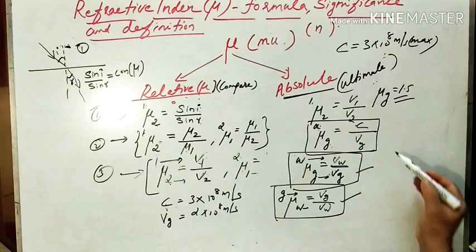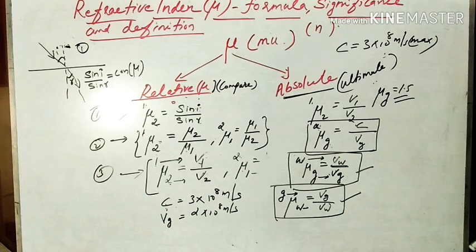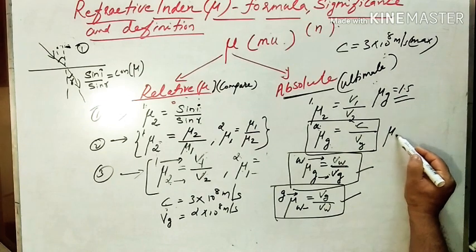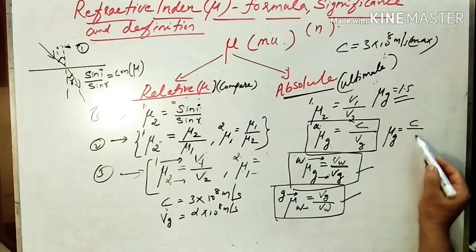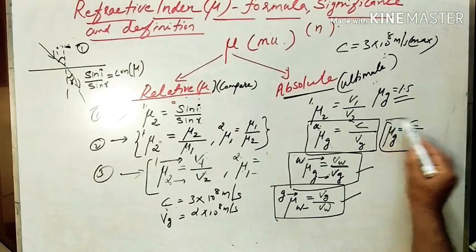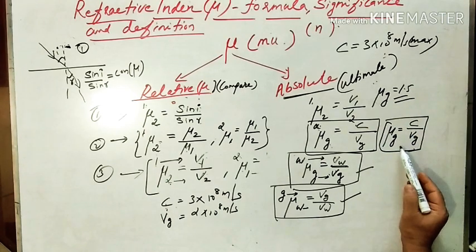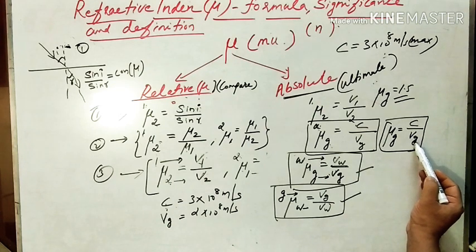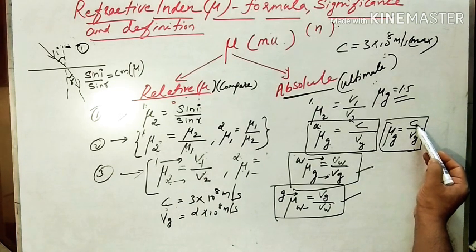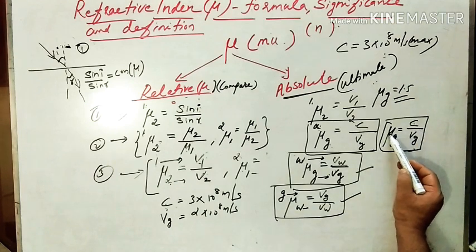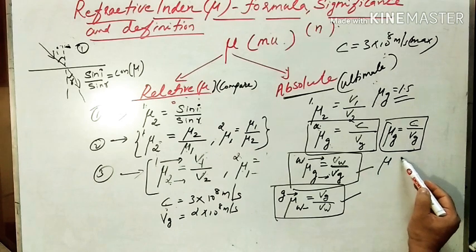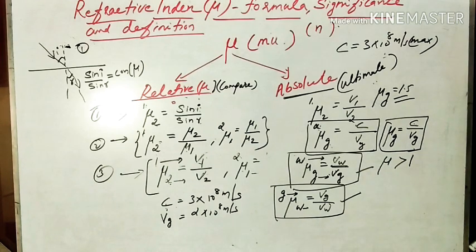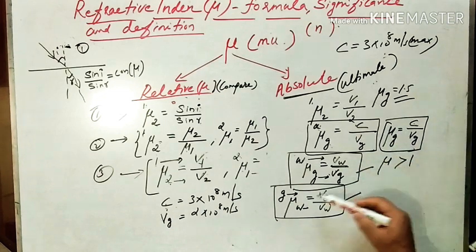If you observe this formula, we know that the refractive index in terms of speed of light is speed of light in vacuum divided by speed of light in the given medium. The speed of light in any medium will be lesser than the speed of light in vacuum. So the refractive index of any medium will be greater than 1.